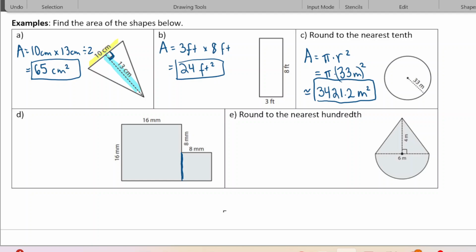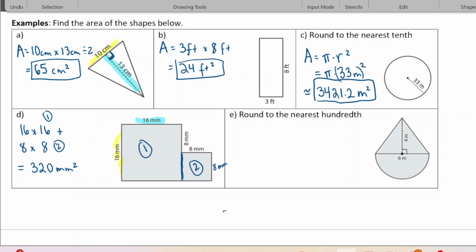So it looks like this one is a square. It's 16 by 16. And then this little guy, if that's 8, then this also has to be 8. So it's also a square. So squares are rectangles. So we can do 16 times 16 plus 8 times 8. So that gives us 320 millimeters squared. Okay. So we did 1, 2.